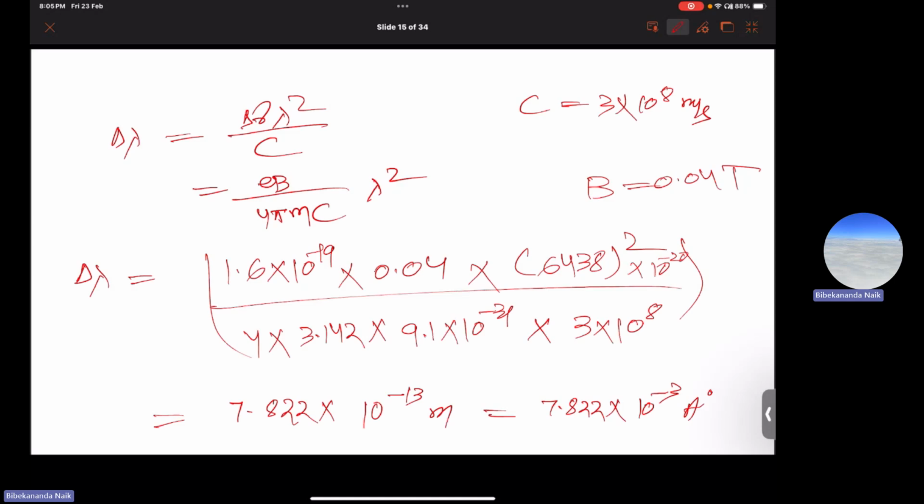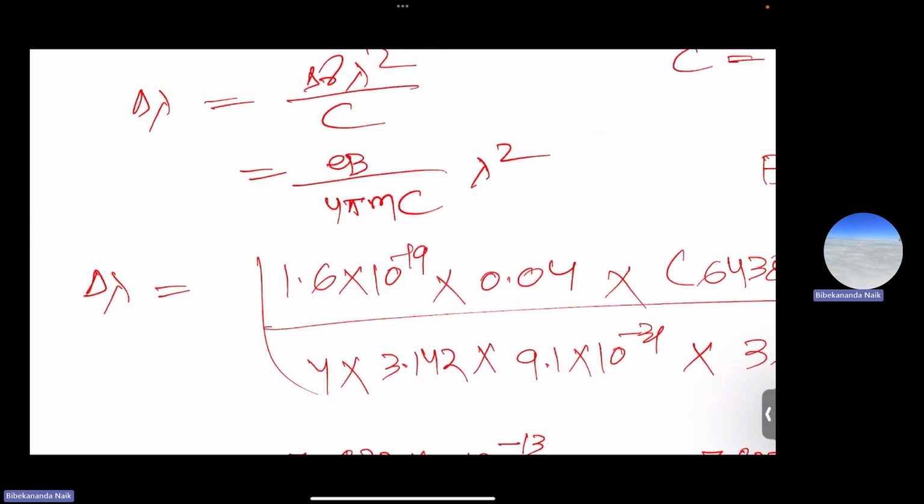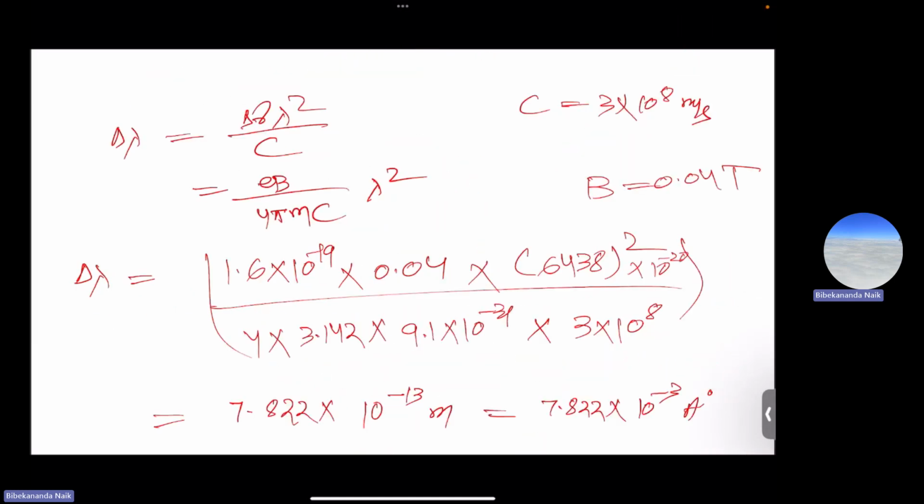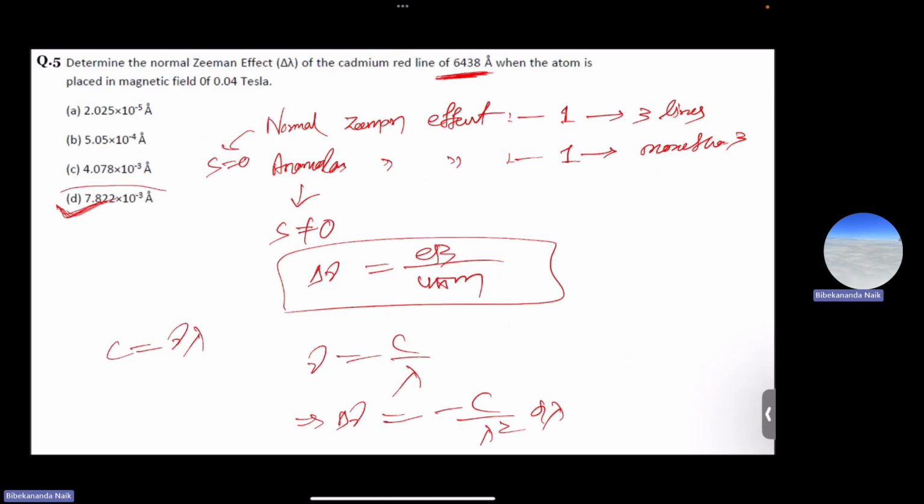So the correct option will be option D, 7.822 into 10 to the power minus 3 Armstrong. So due to the magnetic field strength of 0.04 Tesla, the splitting of the line or the shifting of the line corresponding to wavelength 6438 Armstrong is 7.822 into 10 to the power minus 3 Armstrong.